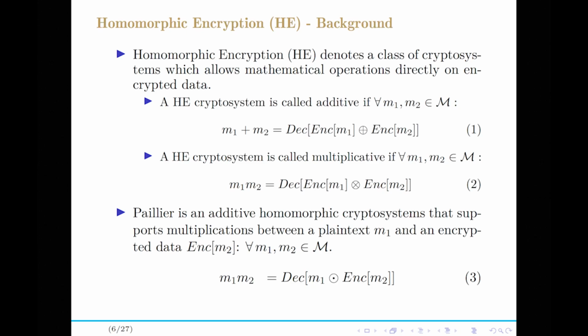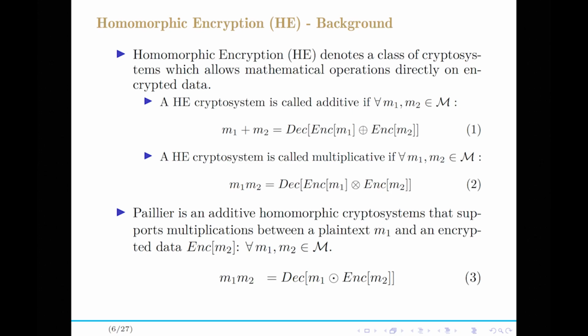In the following slides, I'm going to review some background material to understand this presentation better. First of all, we have homomorphic encryption. Homomorphic encryption is a class of cryptosystem which allows performing some basic mathematical operations on encrypted data. There are different types of homomorphic encryption with different properties. Some of them are, for example, additive homomorphic encryption, where we can define an operator between two encrypted data and find the addition of these two, like equation number 1.